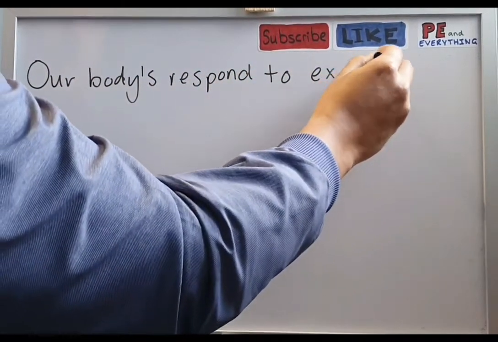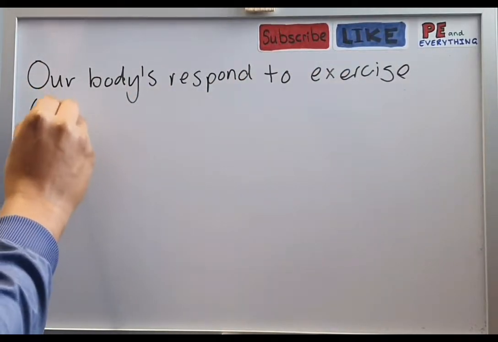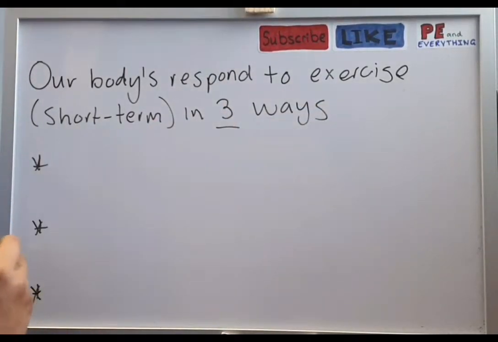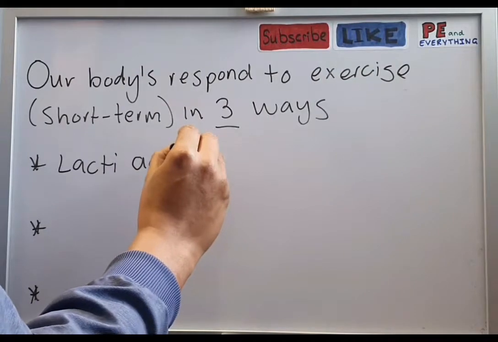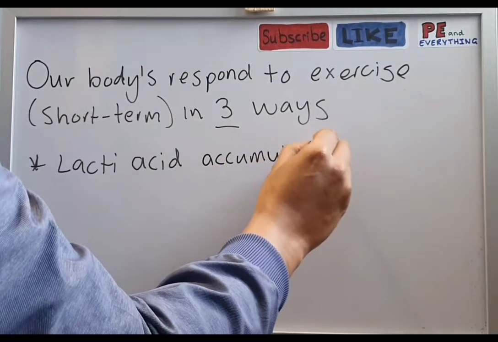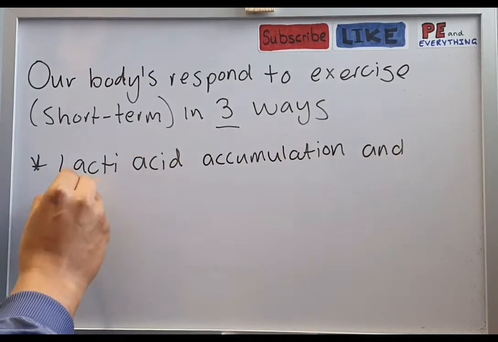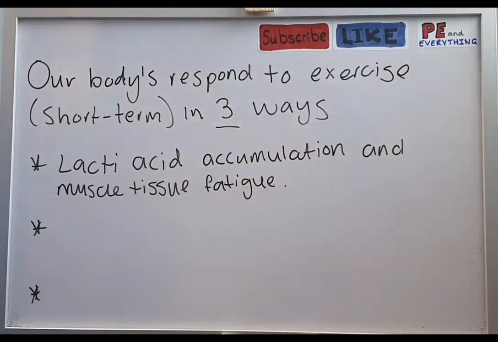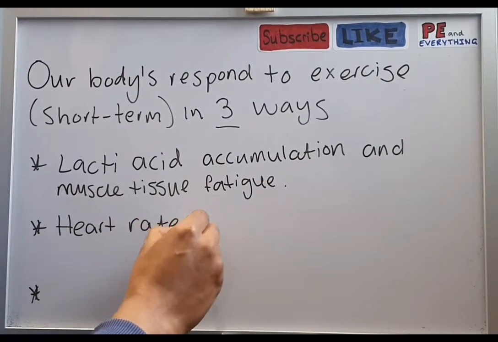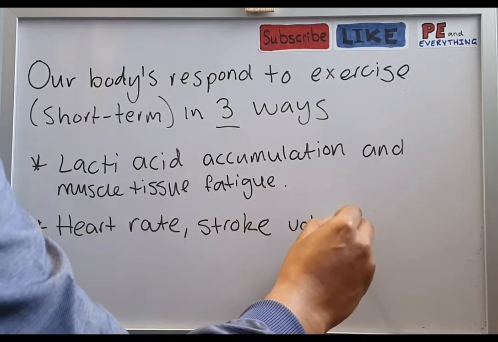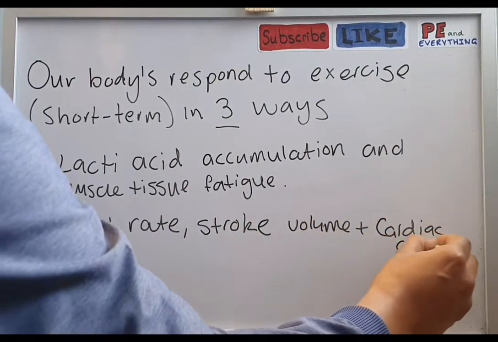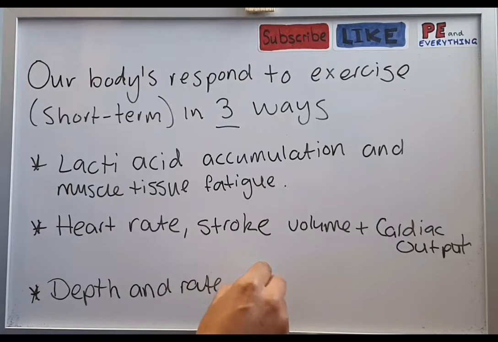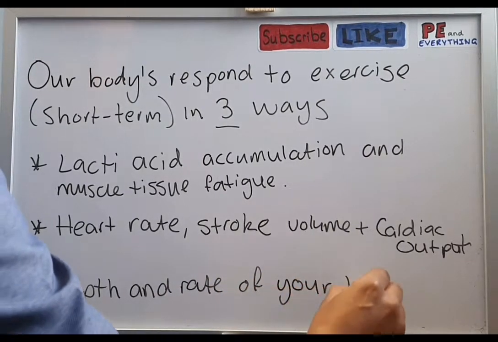Okay, this is the moment that everyone's been waiting for. This is the criteria that we're talking about. This is our body's response to short-term exercise, well, the short-term effects of exercise, and it responds in 3 separate ways. So we have lactic acid accumulation and muscle fatigue. The next one would be heart rate, stroke volume, and cardiac output. Now we know what these terms mean, so we're just breaking them down. The next one would be depth and rate of breathing. Perfect.